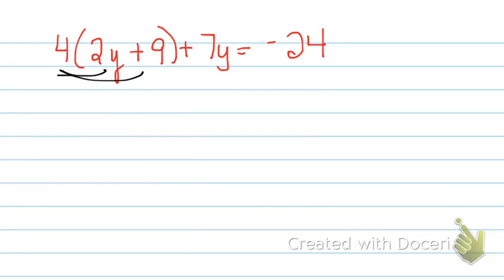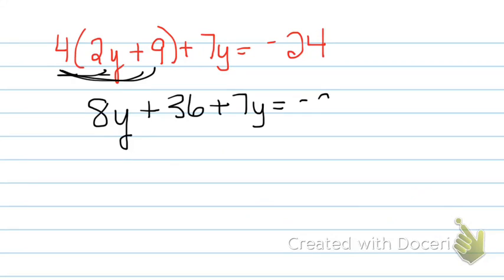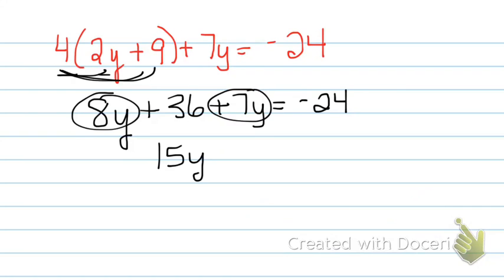So my brain does 4 times 2y is 8y. Then 4 times the plus 9 is plus 36. And then recopy all the rest of the information. Then combine like terms: 8y and 7y become 15y. And then recopy the plus 36 equals negative 24. If you ask why I don't combine the 36 and 24, not yet, because there's an equal sign that divides left and right. So that's why you don't combine them.